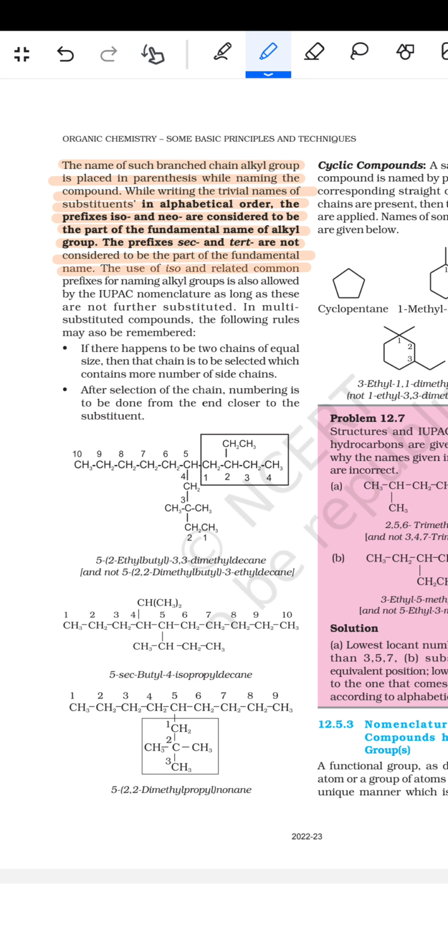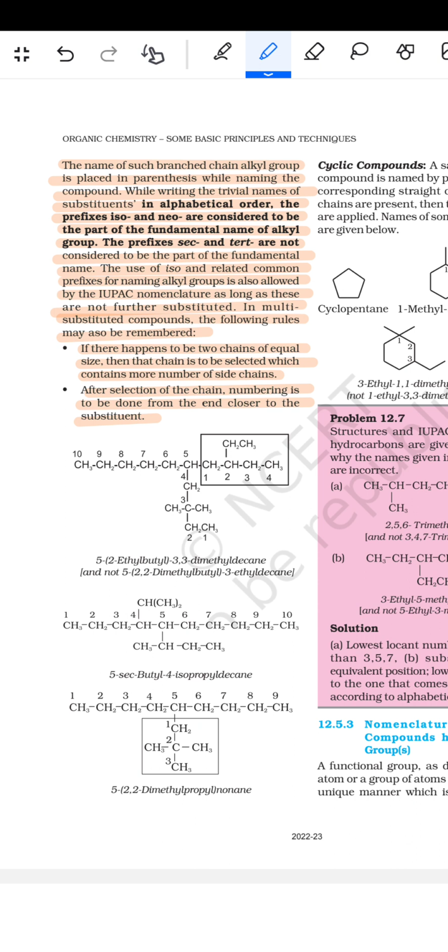The use of iso and the related common prefixes for naming the alkyl group should also be allowed by the IUPAC nomenclature as long as these are not further substituted. In the multi-substituted compounds, the following rules may also be remembered. पहला कि if there happens to be two chains of equal length, then that chain is to be selected which contains more number of side chains. After selection of the chain, numbering is to be done from the end closer to the substituent.